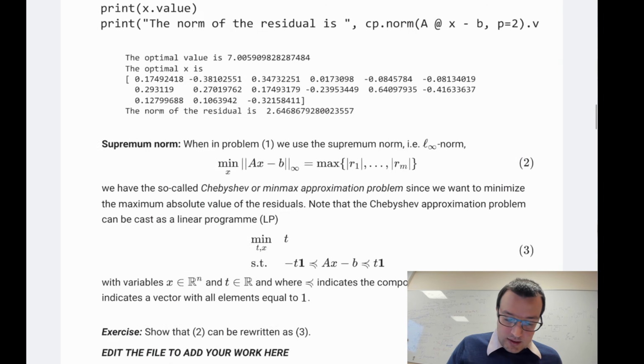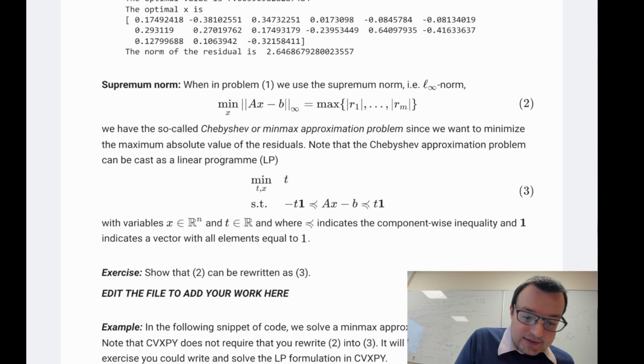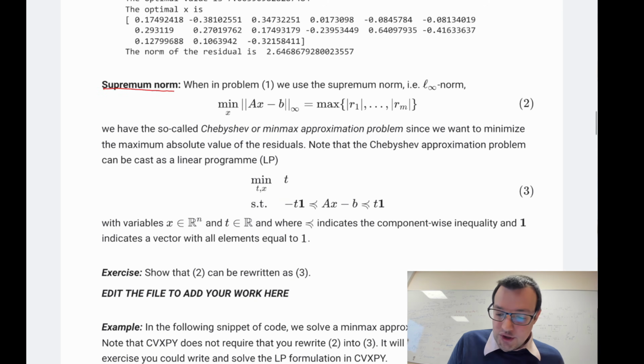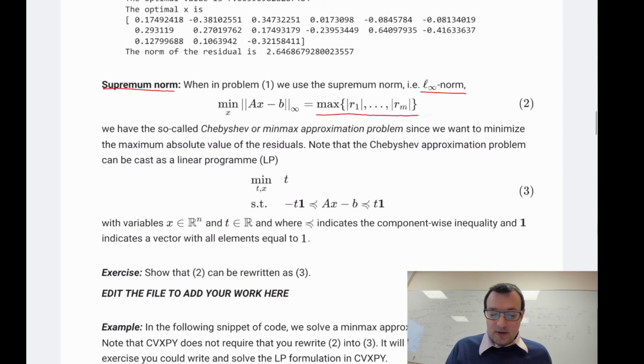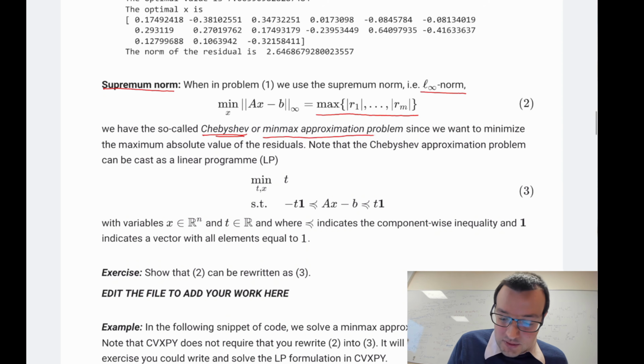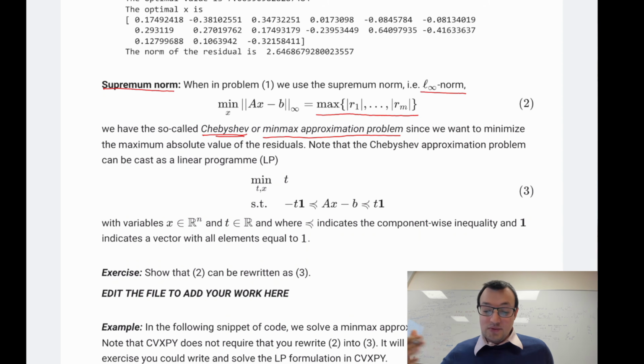So the next norm that we're going to look at is the supremum norm, which is the L infinity norm. In the case of the L infinity norm, the norm is defined essentially by minimizing the maximum absolute value residual. This is also called the Chebyshev problem or a min-max approximation problem. Min-max because, as I said, you want to minimize the maximum absolute value residual.